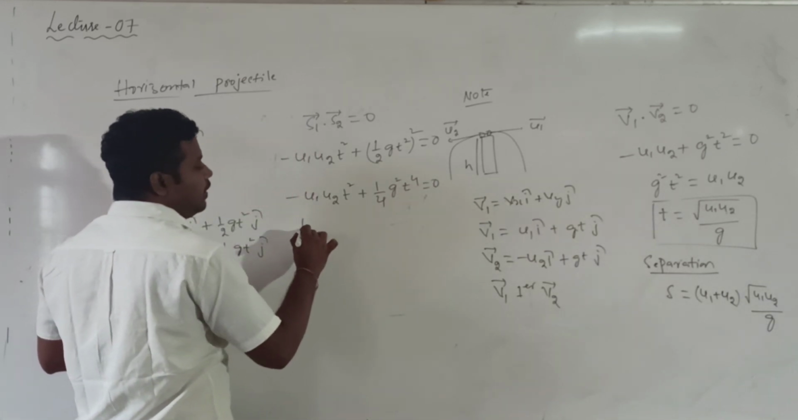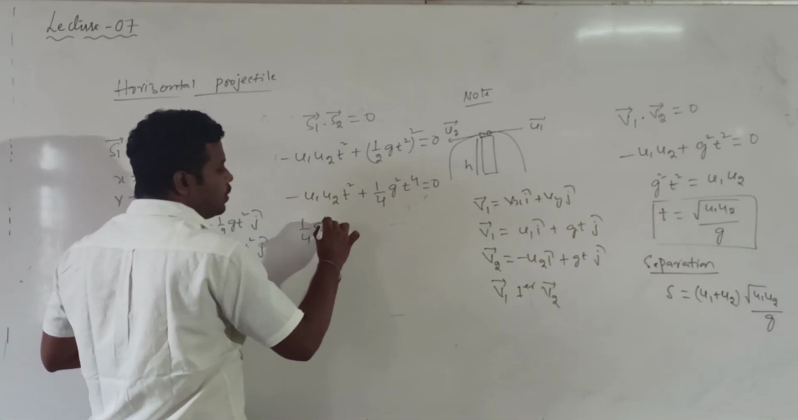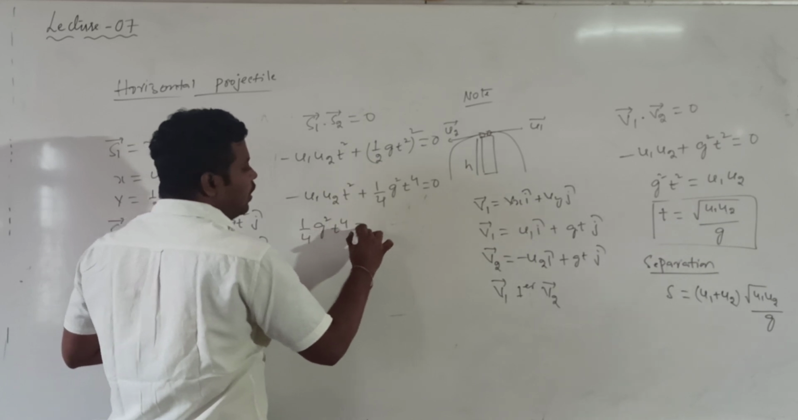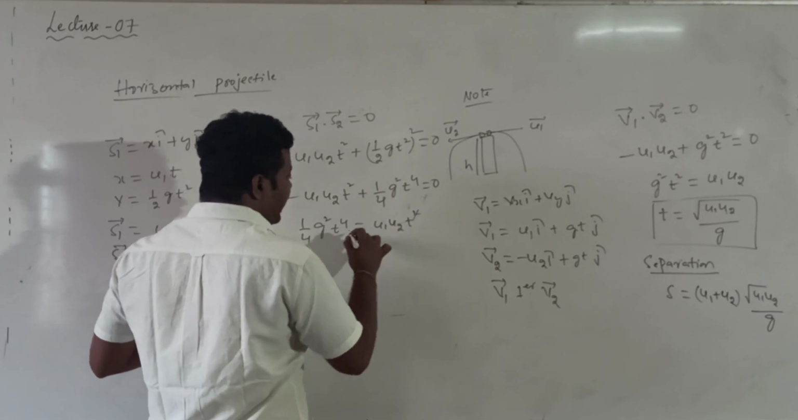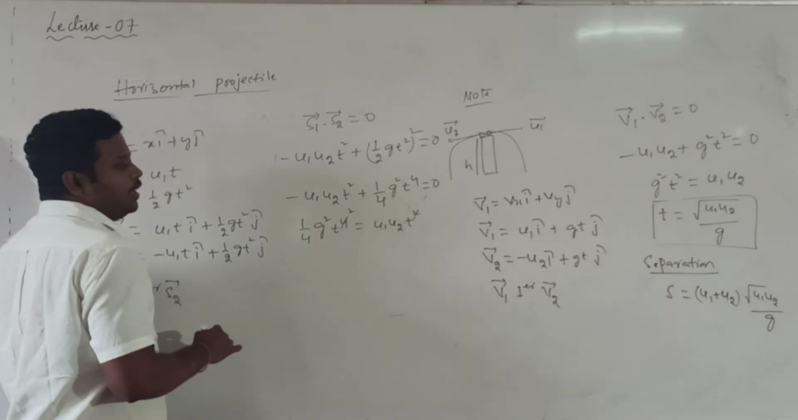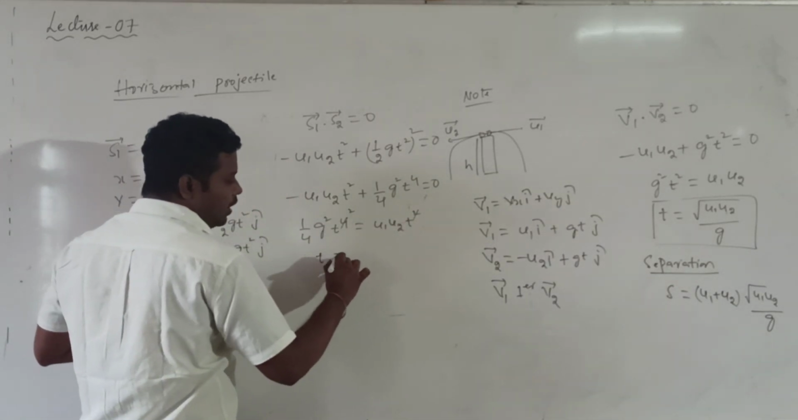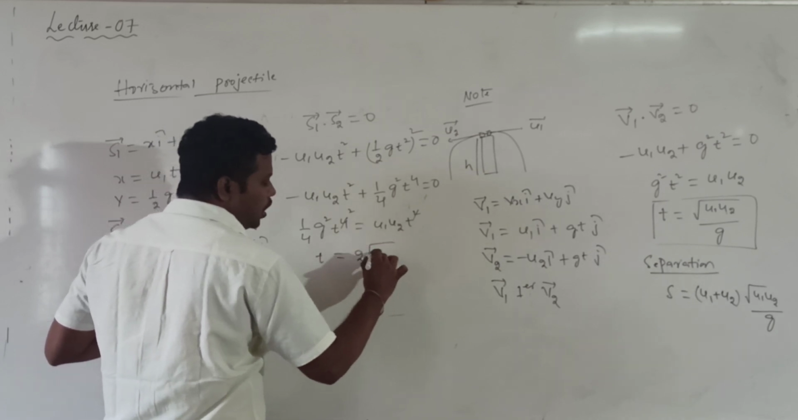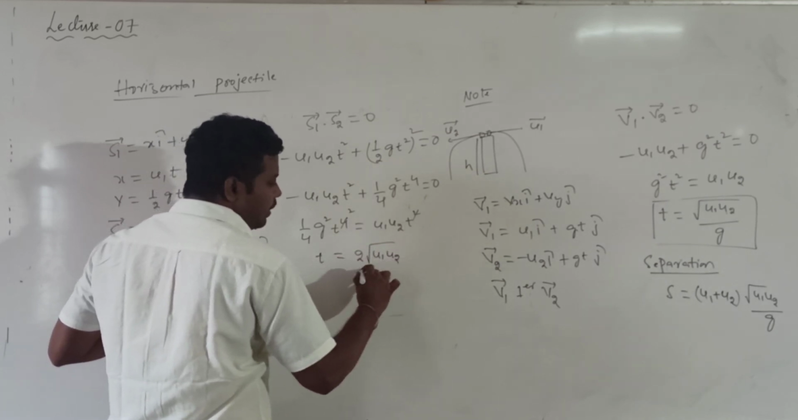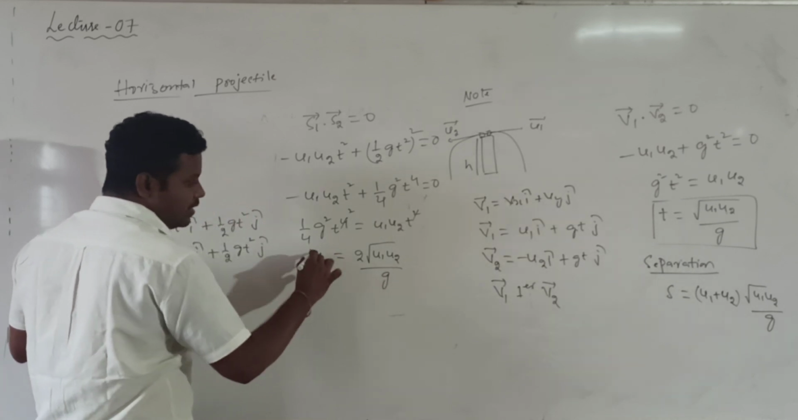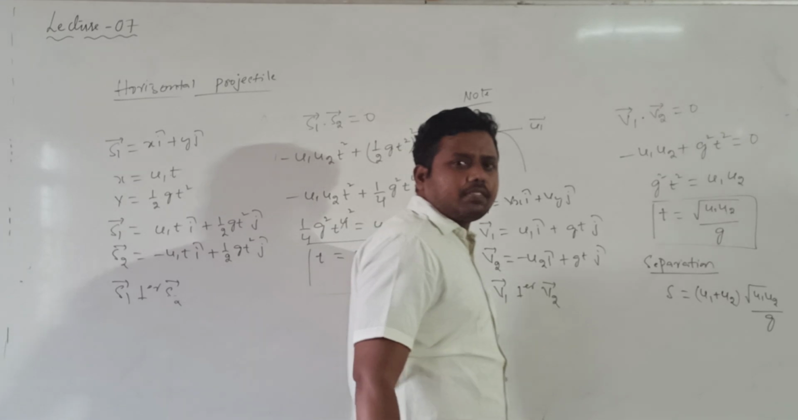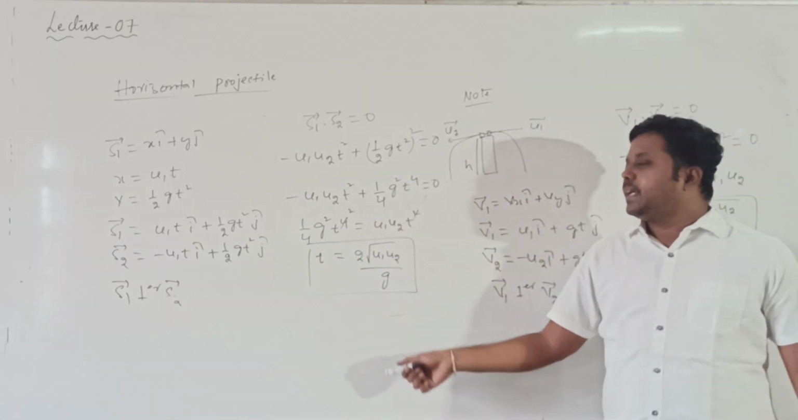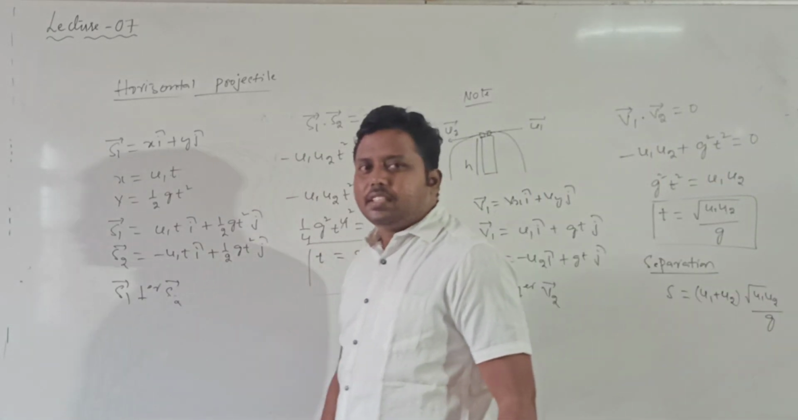Then what I get? 1 by 4 into g square into t power 4 will be equal to u1 u2 into t square. So t square to t power 4, one term will be cancelled. Then what I get? T value is equal to 2 into root over u1 into u2 divided by g. What is this t? T is the time after which their displacements are perpendicular to each other.